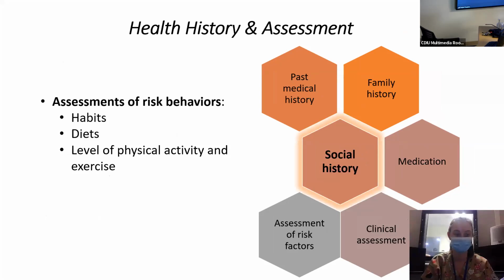Another aspect to take note of is her social history, which in our older population would include an assessment of risk behaviors, such as habits like smoking and abuse or use of substances, diet, and level of physical activity and exercise. Notes of other social history, which can be further obtained in more detail from a social worker or from a case manager, may guide the practitioner in their approach to intervention and management.